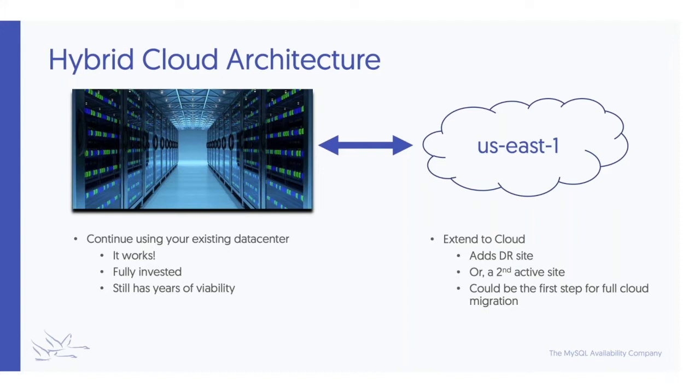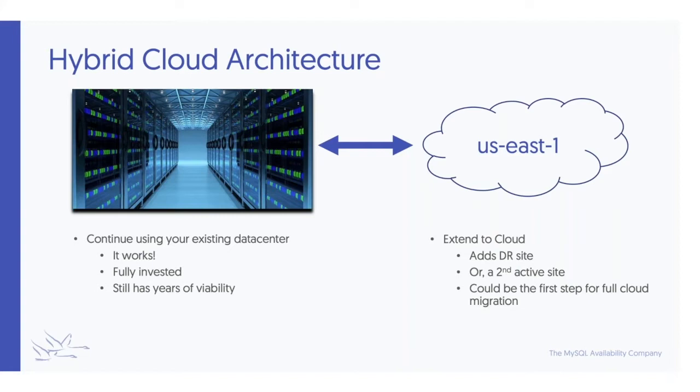So if we look here, we're using our data center still because it works, right? We're fully invested in our data center, and we've estimated that we have years of viability to use this data center. So why let it go to waste? But at the same time, we want to take advantage of all the cloud features. So let's add a second site, and that site is US East 1 in the cloud, for instance. And we can use this site for DR.